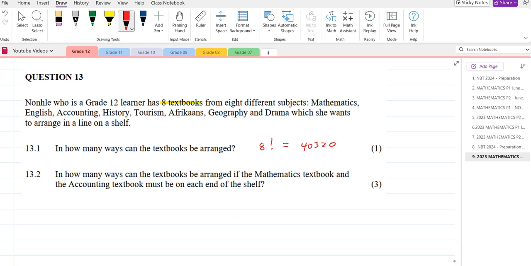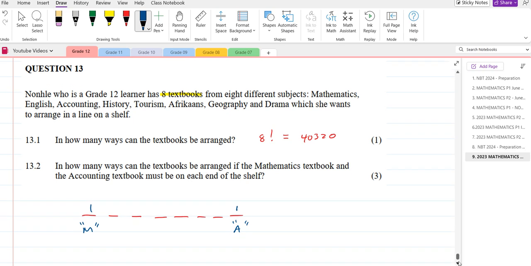Right. Next one. In how many ways can the textbooks be arranged if the mathematics textbook and the accounting textbook must be on each end of the shelf? So mathematics is there, and the mathematics textbook and the accounting textbook must be on each end of the shelf. So mathematics is there, so we got one option here, right? And accounting is here, so we got another option there.